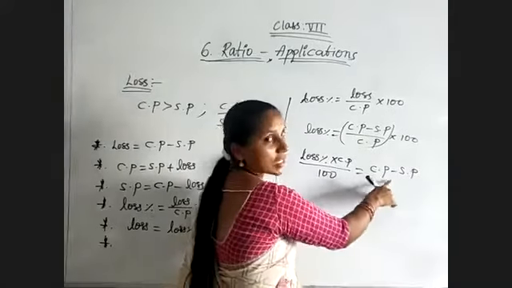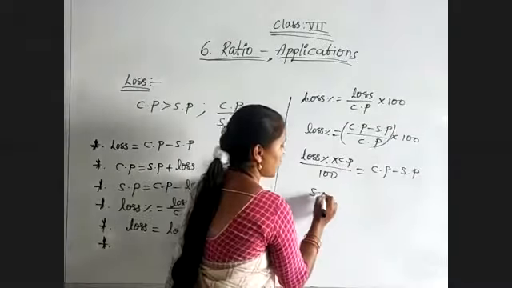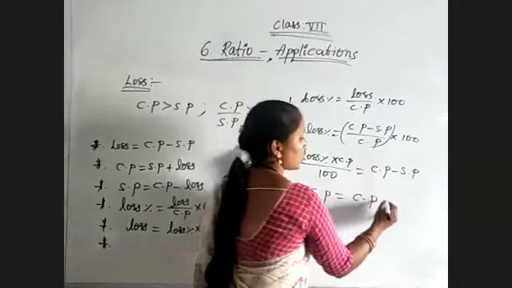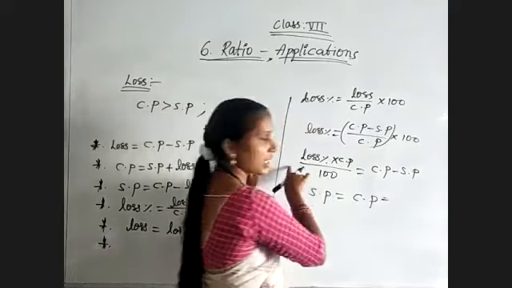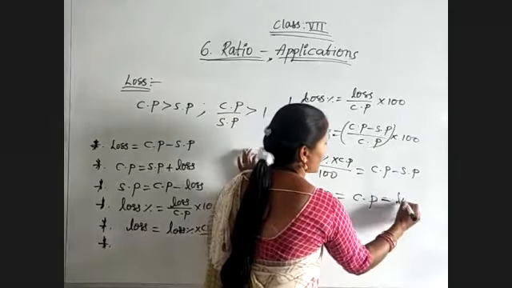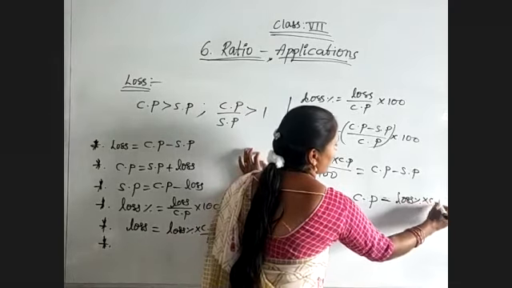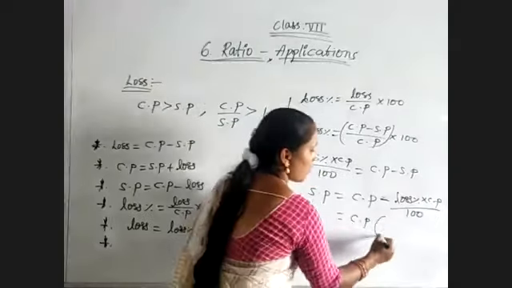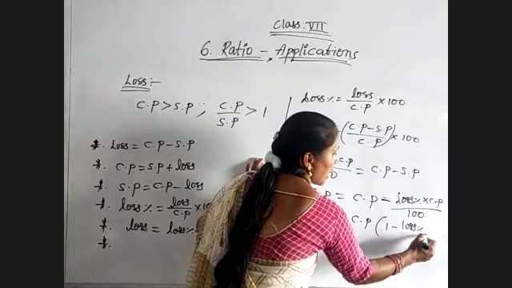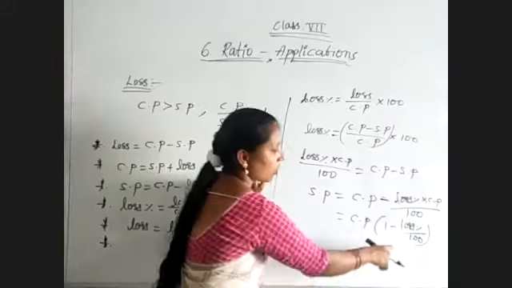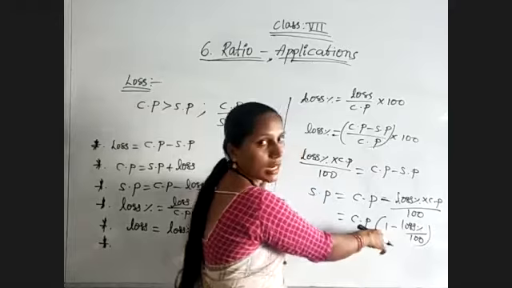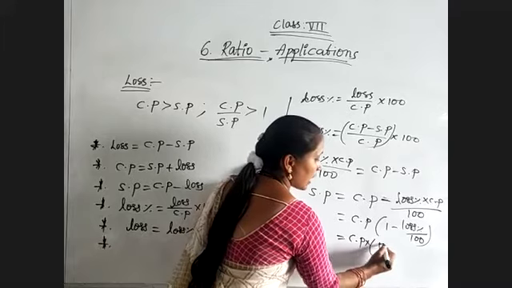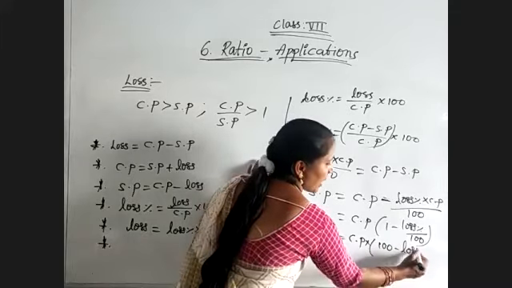Now minus SP is there, so bring SP this side. It will become plus SP equal to CP, and this plus stuff bring another side, so it will become minus. So minus loss percent into CP by 100, which will be equal to CP, common in both the terms, 1 minus loss percent by 100. Now go through with cross multiplication, 100 minus loss percent by 100. So that is CP into 100 minus loss percent by 100.